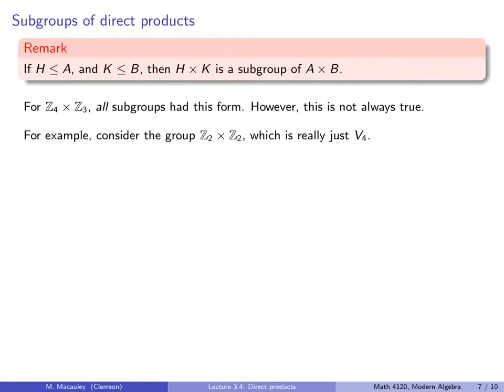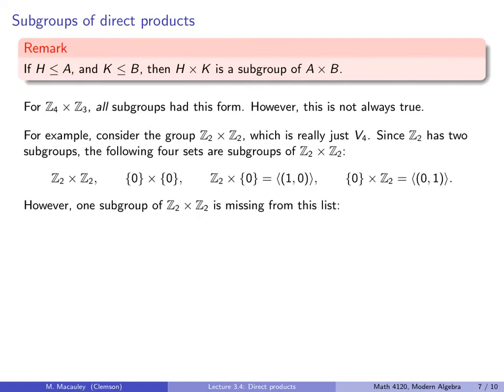For example, consider the group Z2 cross Z2, which is really just the Klein 4 group, V4. Since Z2 has 2 subgroups, the following 4 sets are subgroups of Z2 cross Z2. There's the entire group. There's 0 cross 0, which is just the identity element. Z2 cross 0, this is the subgroup generated by (1, 0). And then 0 cross Z2, which is the subgroup generated by (0, 1).